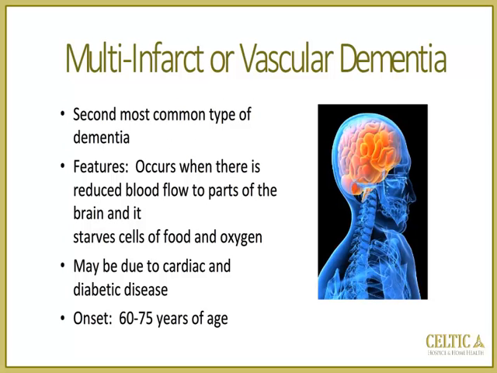Multi-infarct or vascular dementia is the second most common type of dementia. Vascular dementia is estimated to cause 5 to 30% of all dementias. It occurs from the decrease in blood flow to the brain, most commonly due to a series of small strokes, multi-infarct dementia. Other cerebrovascular causes include vasculitis from syphilis, Lyme disease, or systemic lupus, subdural hematoma, and subarachnoid hemorrhage.